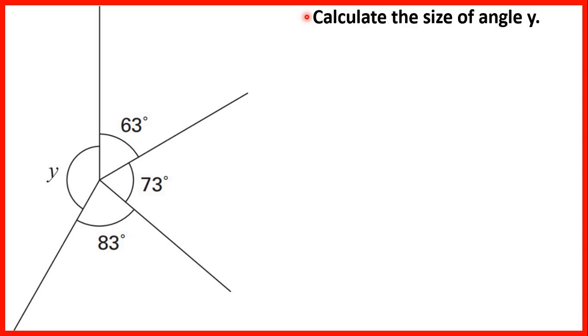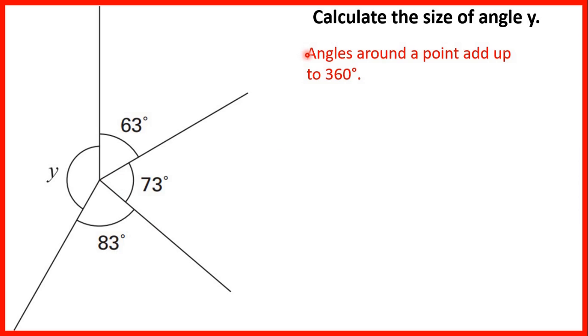Calculate the size of angle Y. So for this question, we need to know that angles around a point add up to 360 degrees. And what we mean by angles around a point is that we can take a point and then whatever direction we move in, we have an angle. So if we move over here, we get to angle Y. From the point, if we move this way, we get to 63. This way, we have 73 degrees as our angle, and this way, we have 83 degrees.